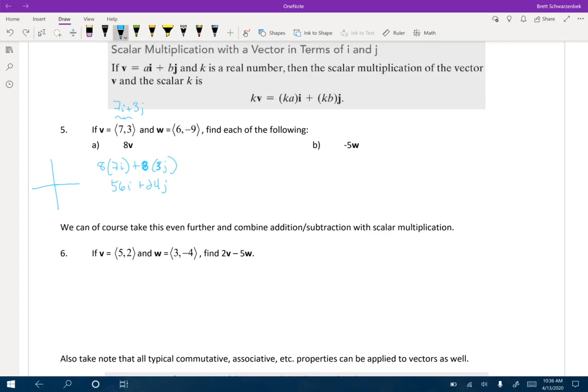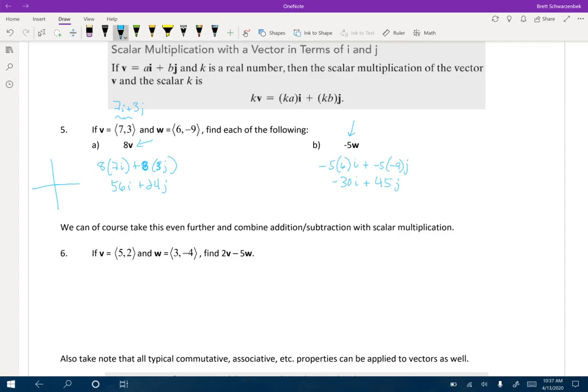Okay, so what about negative 5w? Now note, what did you learn about scalar multiples? When you multiply by something positive, you change the magnitude but not the direction. Here, you're multiplying by a negative, which means you're going to go in the opposite direction, but you're still going to have a magnitude change of 5 times over. Mathematically, it's just multiplying each piece by negative 5, so negative 5 times negative 9j.